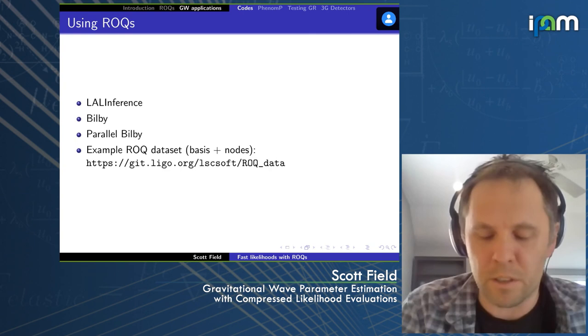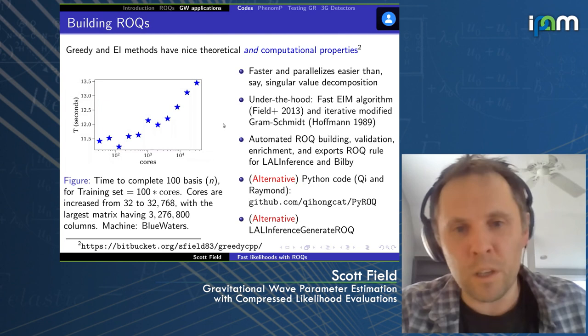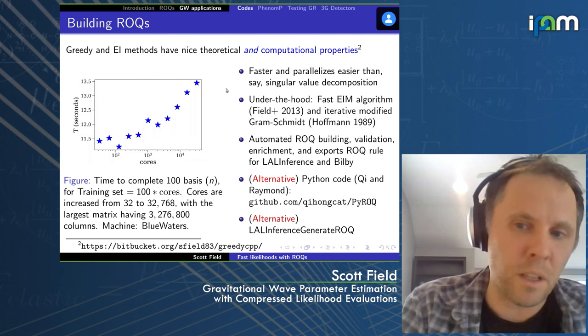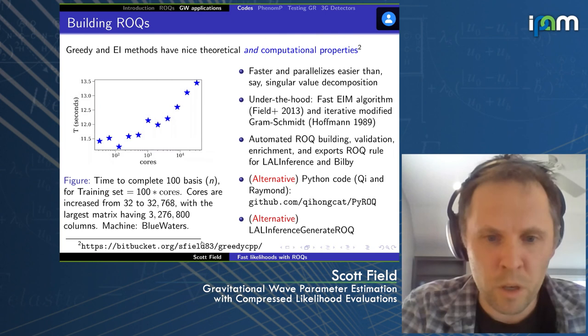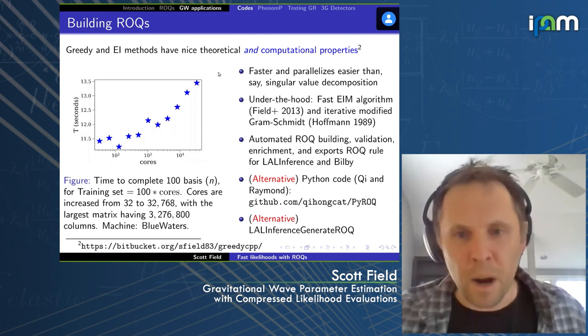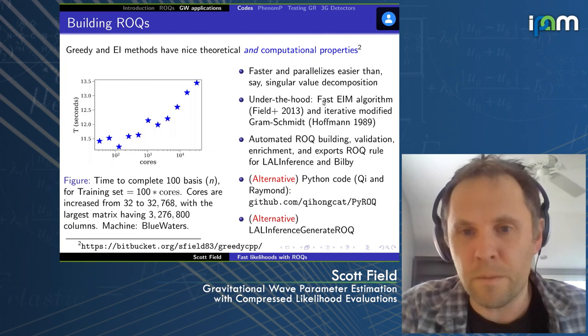One thing to point out is computing these, even though it's an offline cost, doesn't mean it's free. It really does take quite a lot of computational effort to build reduced order quadratures. So there's been a lot of work in developing highly efficient and parallelized codes for this task. One code I'm familiar with is this greedy CPP code. And that implements all sorts of things to tackle the most challenging problems. For example, it's highly parallelized across nodes and also threads, and uses a variety of tricks, for example, this fast EIM algorithm to handle very, very large problems.